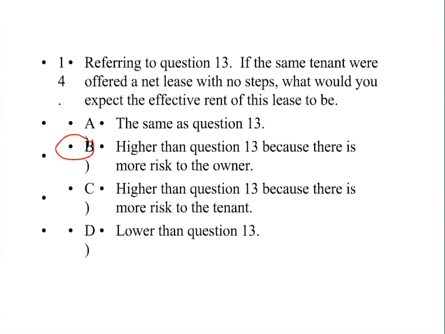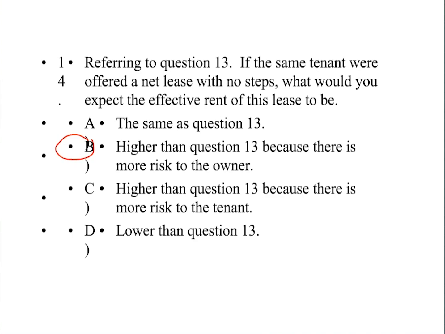Now, referring to this last question, if a tenant were offered a net lease with no steps, what would the effective rent be to this lease? Now, here with a net lease, the tenant would be paying for all expenses. When we had the expense stop, the owner has the benefit. So, owner benefits if the expenses go down, but if expenses go up, he passes on that risk. So it's actually better to have a lease with an expense stop than a net lease to the owner.